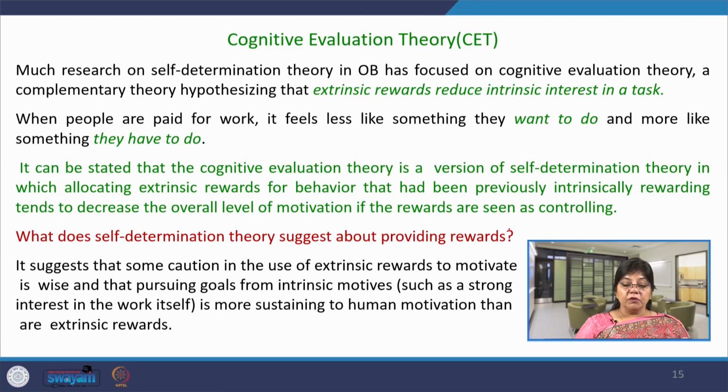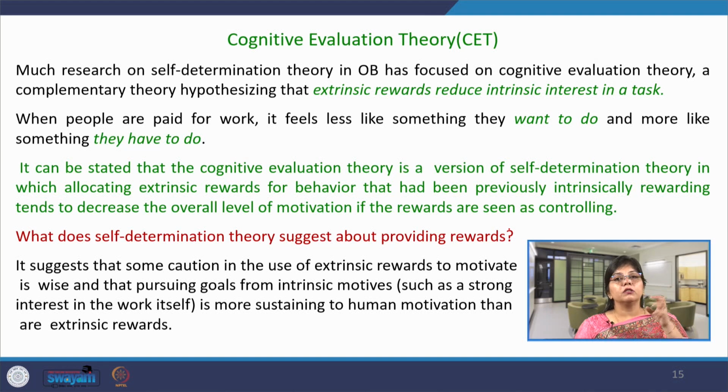So, this reduces the intrinsic motivation of an employee. So, what does self-determination theory suggest about providing rewards? Organizations have to take care in the use of extrinsic rewards to motivate. Pursuing goals from intrinsic motives, such as strong interest in the work itself, is more sustaining to human motivation than extrinsic rewards. So, organizations need to take care to maintain that balance, that extrinsic rewards must be consistent with the intrinsic rewards for the employees. It should not be that if extrinsic rewards are more dominating, then they are killing the intrinsic motivation of an employee.